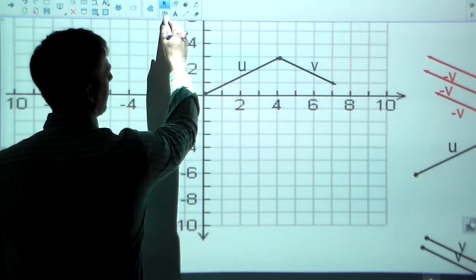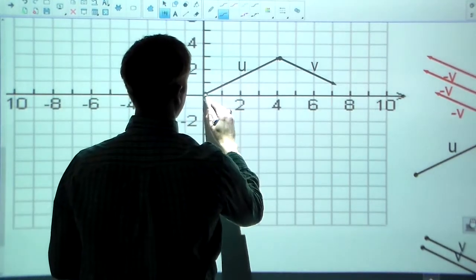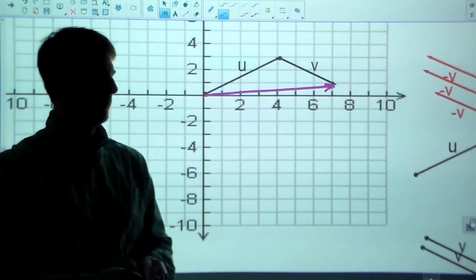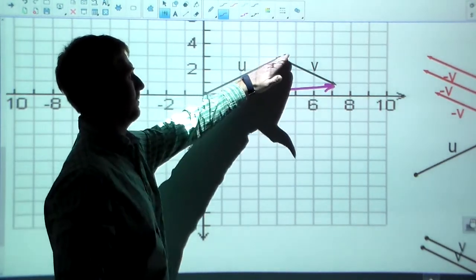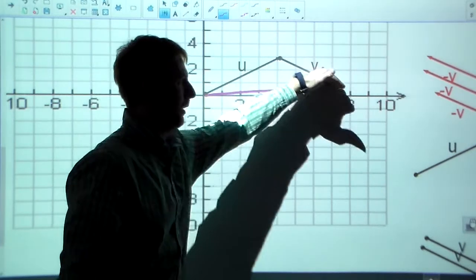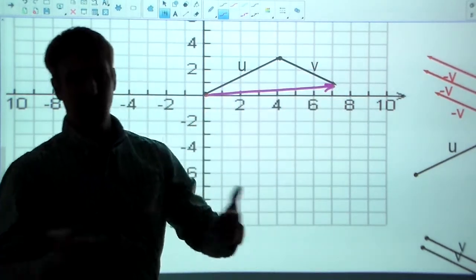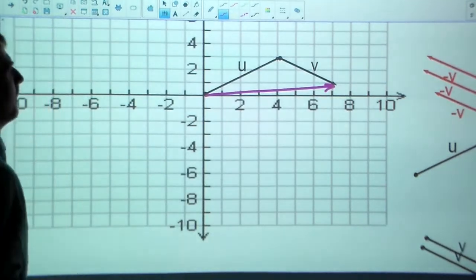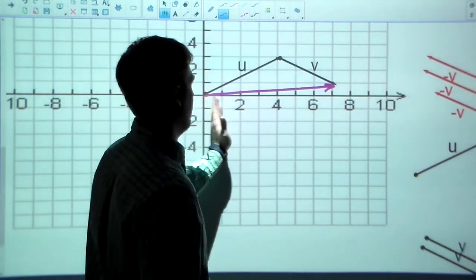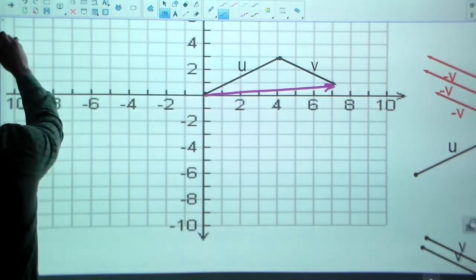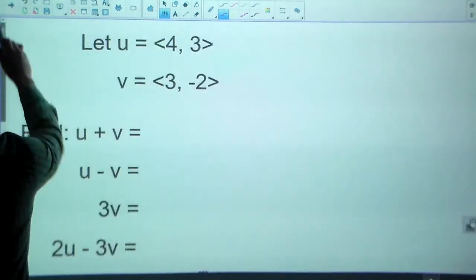And the overall result is from the beginning to the end of both vectors. It's kind of like if you drove this way for a while and then reached your destination and drove this way. Well, you ended up over here. You started here, you ended up there. So how far did you go? That's kind of the idea. And the resulting vector here would be ⟨7, 1⟩. Over 7, up 1. So let's do the algebra and let's see if we can come up with that.